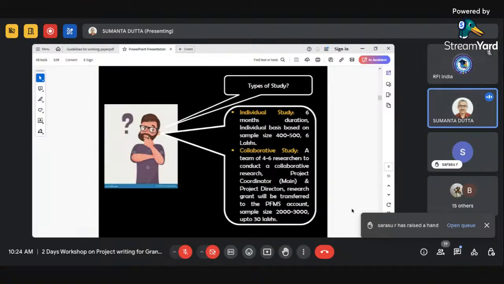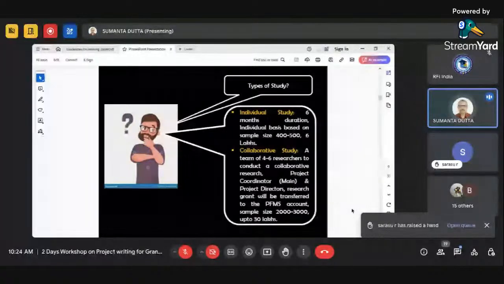Okay, the project directors are responsible mainly for coordinating and supporting the project coordinator for the compliance and the successful completion of the project. So suppose you want to become a project coordinator, then automatically you have to maintain a linkage with the ICSSR for receiving the grant and everything. Your institution must have a PFMS account, and that PFMS account must be linked with the ICSSR for getting the fund directly from the ICSSR through the PFMS app.